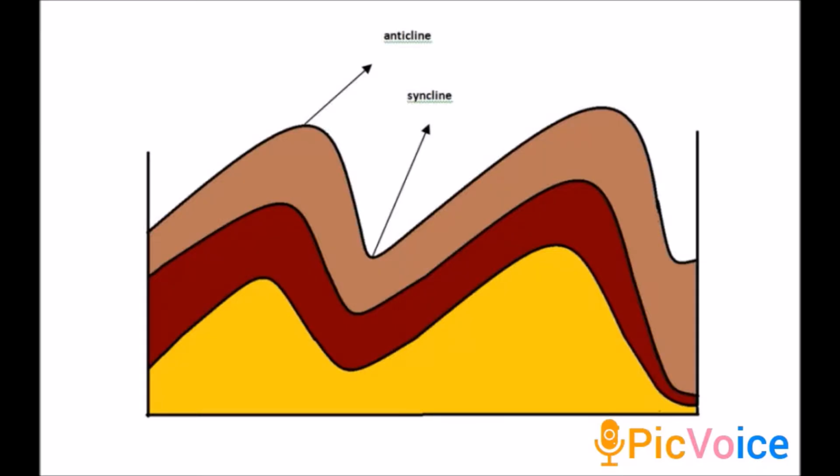Next, this is the picture of fold mountains. So, the solid rocks are pushed up. While they are pushed up, they will rise and it will become like a fold. So, fold mountains are formed. For example, Himalayan ranges, Alps, Rockies, Andes, these are all the fold mountains in our world.